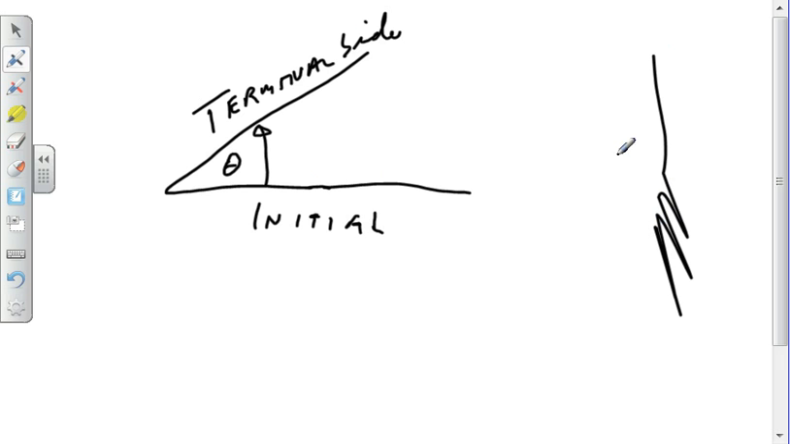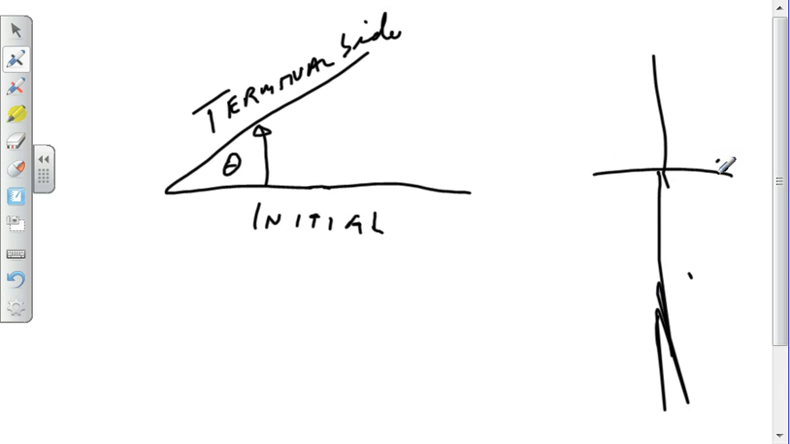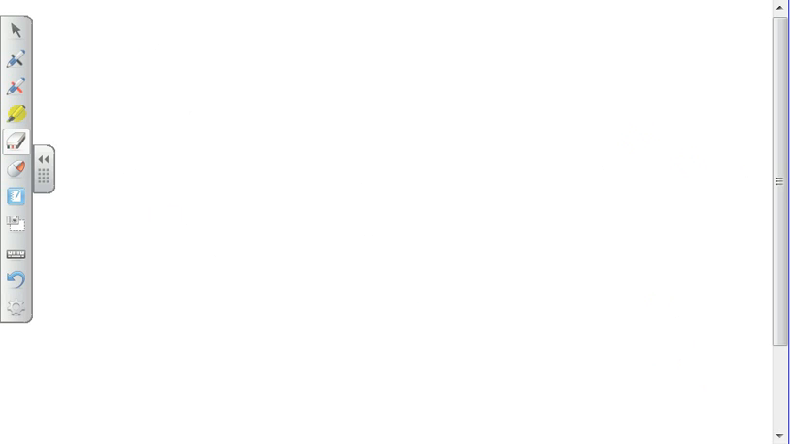Normally we're going to look at an XY plane and say that the initial side is going to be on the x-axis at the 0 position, and the terminal side is going to be somewhere going around. But we don't necessarily have to draw it that way. It could be any place at all. And then we have the issue of a circle.